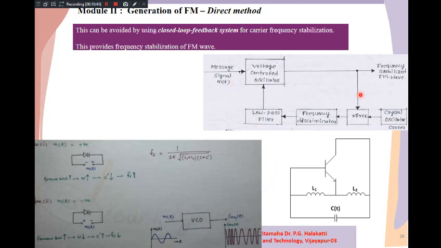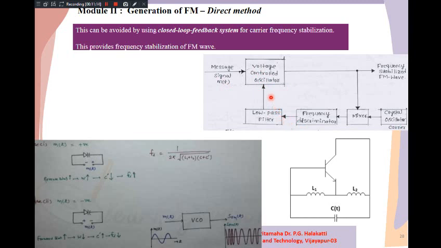That will be compared with the local oscillator carrier signal. If there is any frequency difference, that will be assessed by the frequency discriminator and filtered. Again, this will be tuned. The VCO will be tuned with the help of the Hartley oscillator, and accordingly this tuning is happening, with the frequency discriminator guiding it.